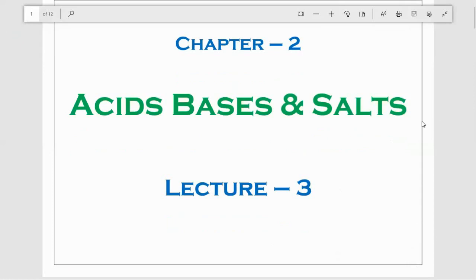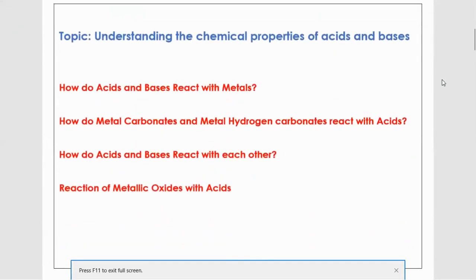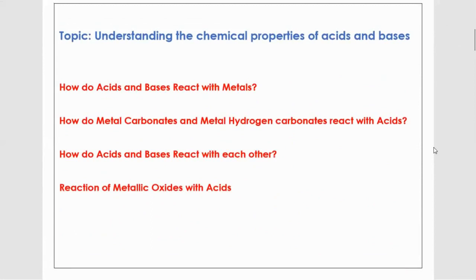Now our today's topic is understanding chemical properties of acids and bases. There are 5 chemical properties, so in total there are 5 chemical properties for acids, and at the same time for bases. In this lecture we are going to complete the first and second chemical properties, and in the next lecture we are going to see the remaining points. We also have one additional concept that we are going to cover in the next lecture.